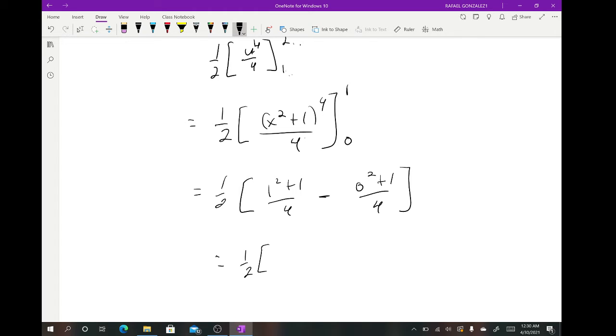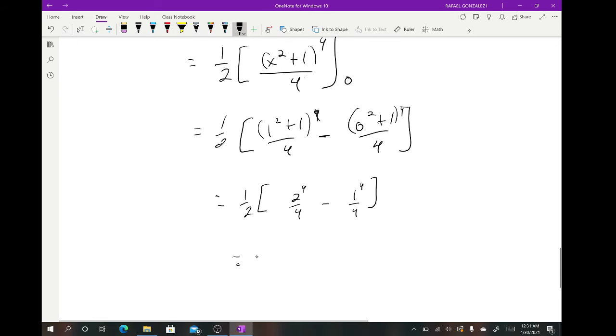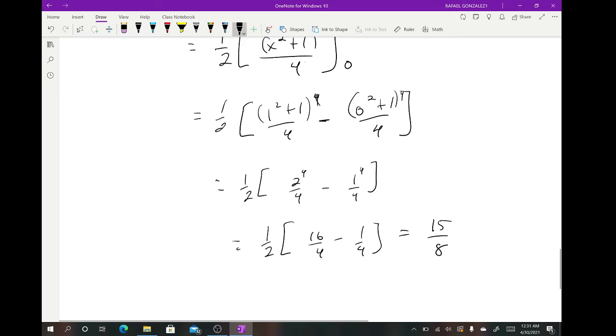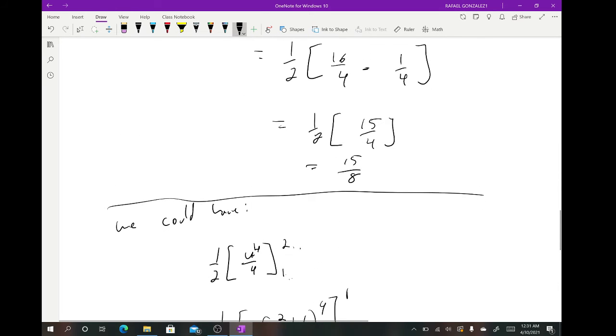Did I make a mistake here? To the 4. To the 4. There we go. This is equal to 2 to the 4 over 4 minus 1 to the 4 over 4, which is equal to 1/2 times, again, 16 over 4 minus 1 over 4, and this is going to be the exact same result of 15 over 8. Okay, because that's the exact same thing that we had down here.